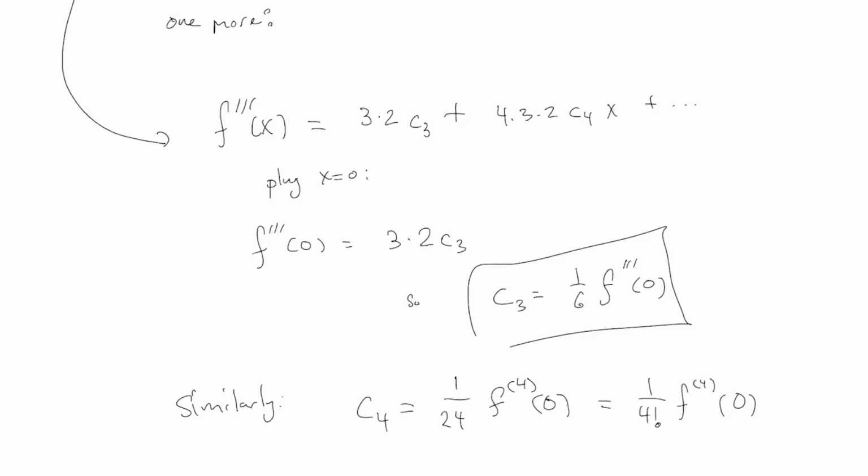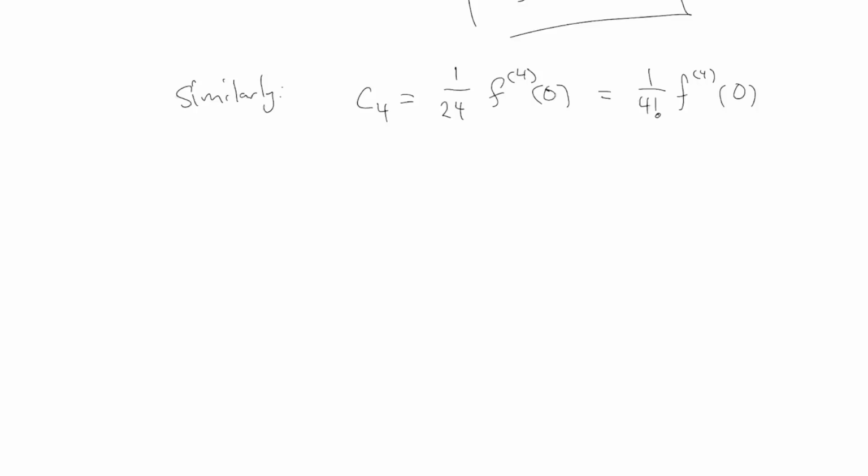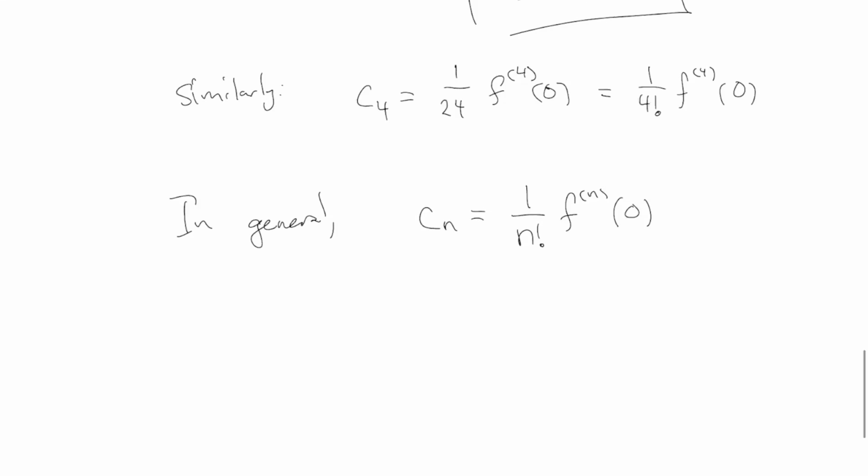All right, so in general, cn, the formula for the nth coefficient, if you want to calculate as many coefficients as you want, the nth coefficient always has this format: 1 over n factorial times f, the nth derivative at 0. So that little parentheses n up there means the nth derivative at 0. All right.